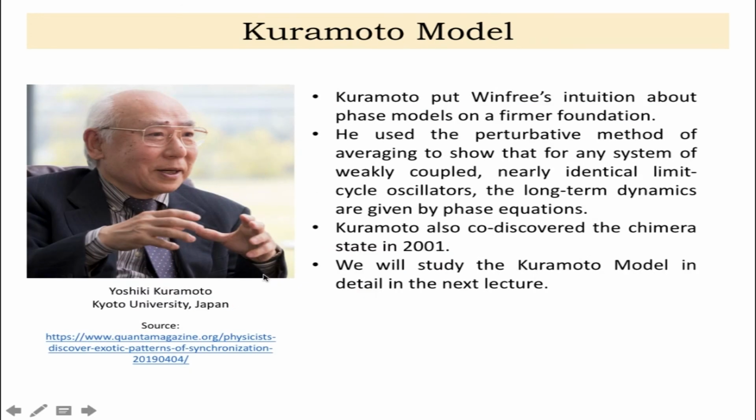Now Kuramoto, the famous scientist from Kyoto University of Japan, has expanded this. Kuramoto put Winfree's intuition about phase models on a much firmer foundation, and he used the perturbative method of averaging to show that for any system of weakly coupled, nearly identical limit cycle oscillators, the long-term dynamics can be given by the phase equation itself. And that, along with the chimera state, made for a pretty famous discovery.